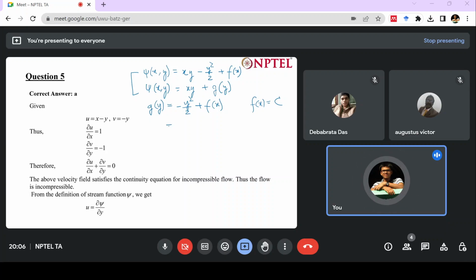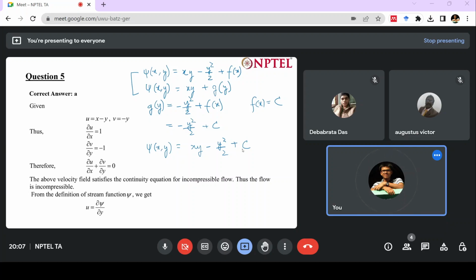So what we got from this argument is g of y as this function. We can simply put it here. So our final stream function expression is xy minus y square by 2 plus c, where c is a constant. This constant will definitely come because we just integrated. A constant of integration must appear.